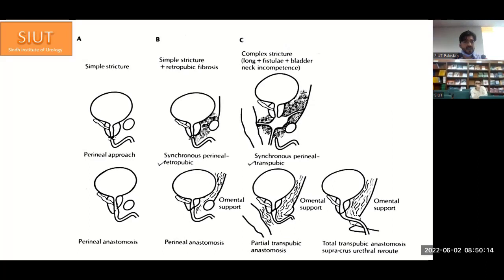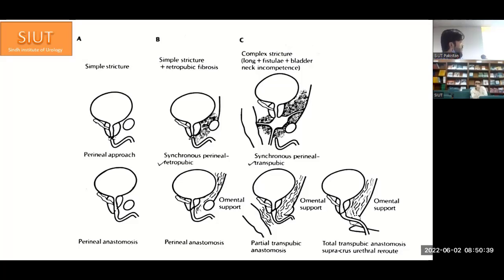This is the picture showing a simple structure. We can approach perineal approach. Simple structure plus retropubic fibrosis: synchronously perineal or retropubic approach. Complex structure, long plus fistula plus bladder neck incompetency: synchronously perineal transpubic approach.